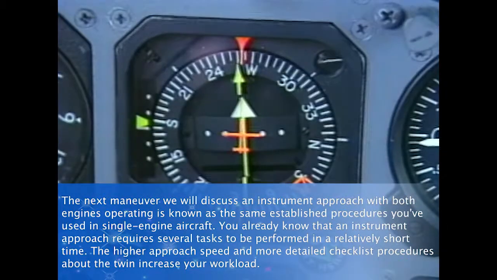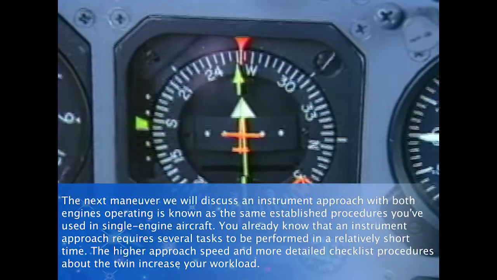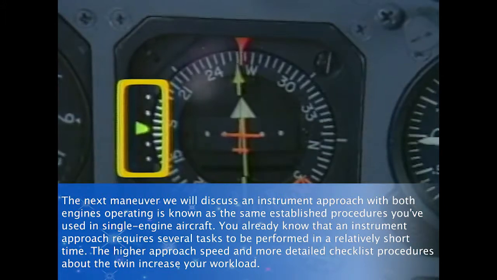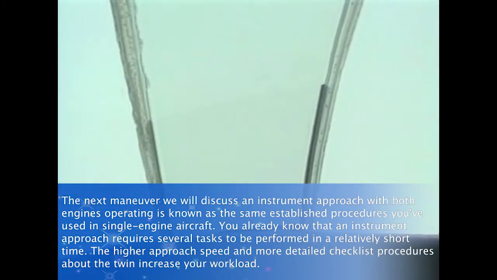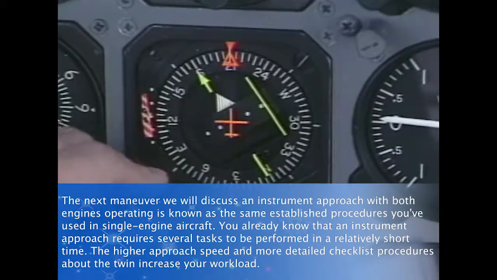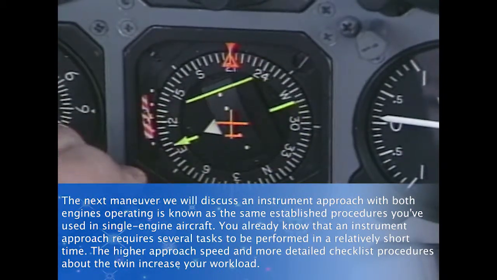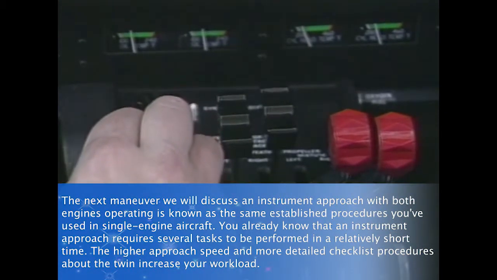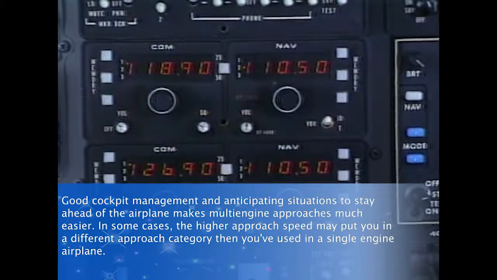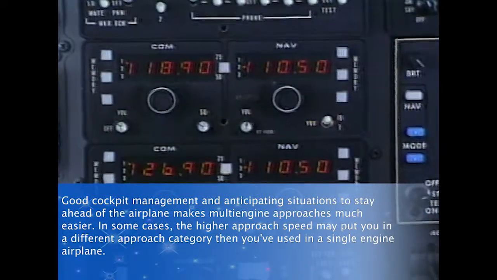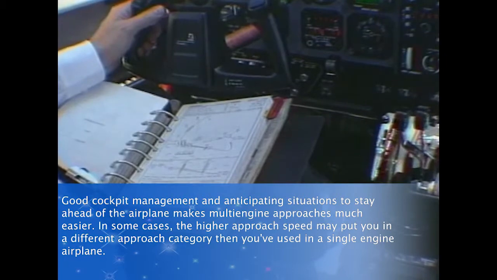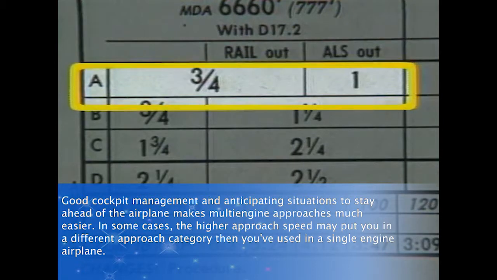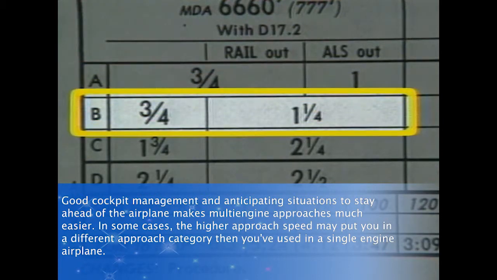The next maneuver we'll discuss, an instrument approach with both engines operating, is flown with the same established procedures you've used in single-engine aircraft. You already know that an instrument approach requires several tasks to be performed in a relatively short time. The higher approach speed and more detailed checklist procedures of a light twin increase your workload. Good cockpit management and anticipating situations to stay ahead of the airplane makes multi-engine approaches much easier. In some cases, the higher approach speed may put you in a different approach category than you've used in a single-engine airplane.